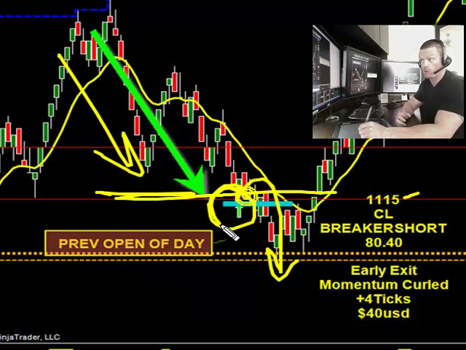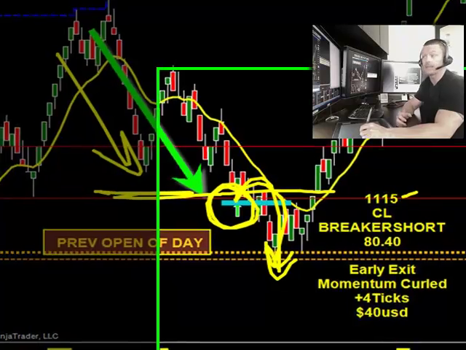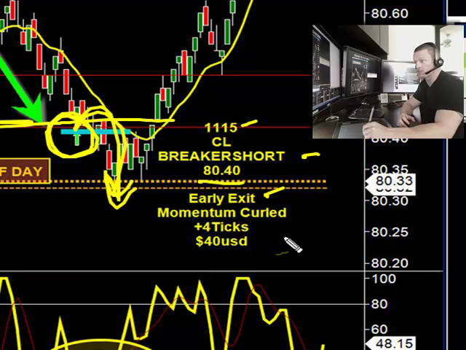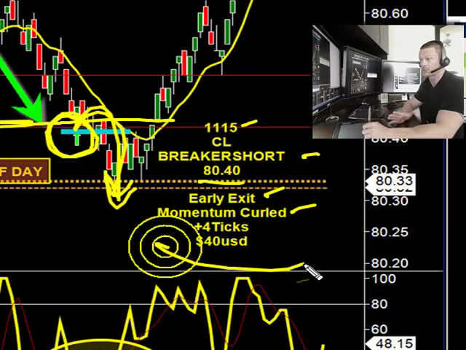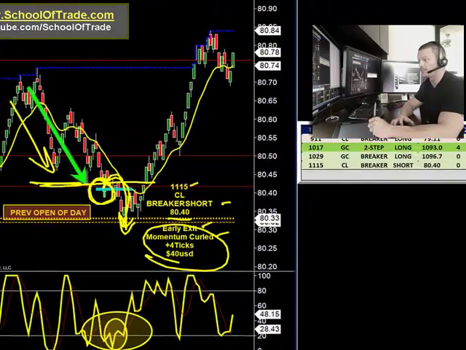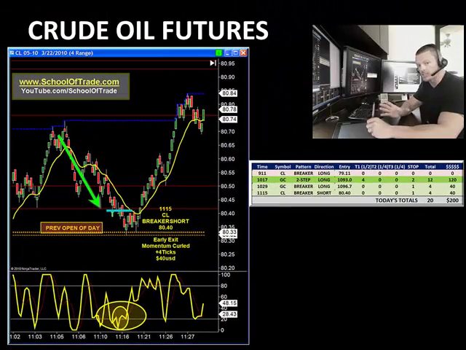We break below that red line, mark up our swing low, then break below that swing low for a breaker pattern short. 80.40 is the entry. Another early exit, momentum curled against us, and we took plus 4, or $40, out of the market here in this second trade. Now, momentum is going to prove to be a kind of an Achilles heel for us all day today.